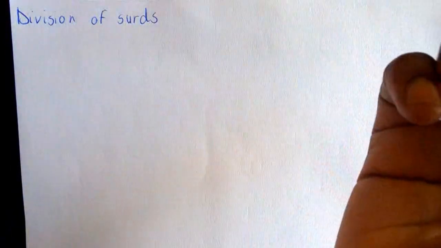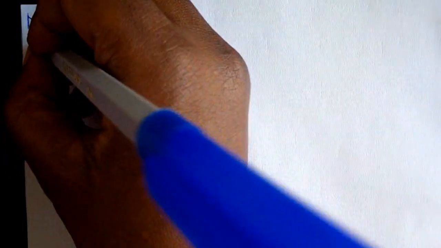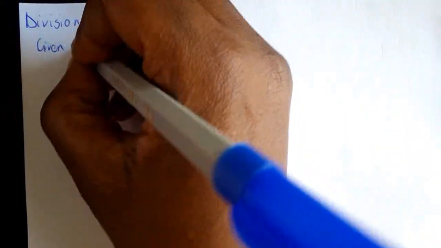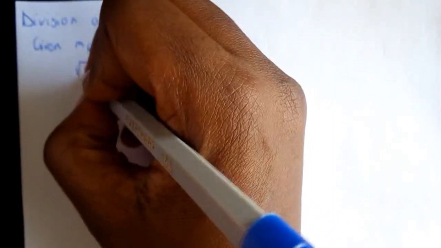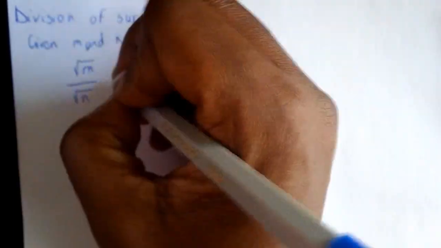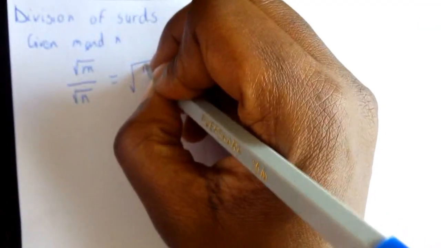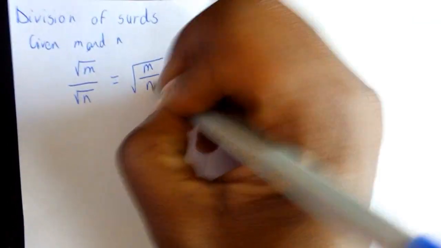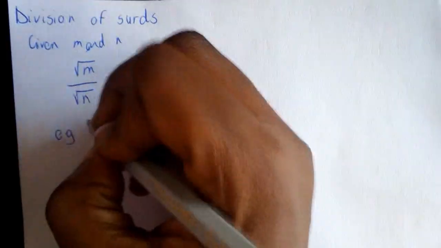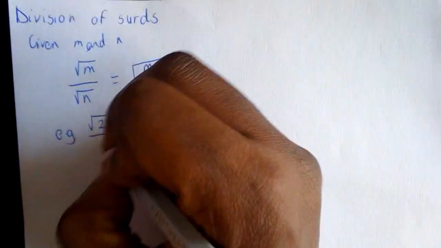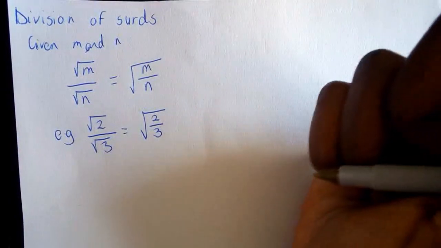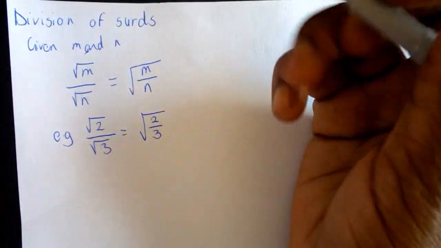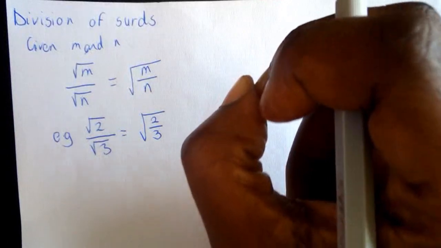Let us proceed to division of surds. Given two numbers m and n, the root of m divided by the square root of n is equal to the square root of m over n. So for example, the square root of 2 over the square root of 3 is equal to the square root of 2 over 3. So for surds, we should leave the denominator rationalized at all times.